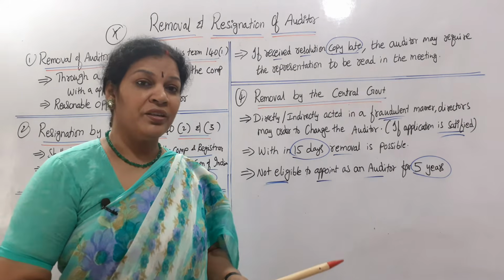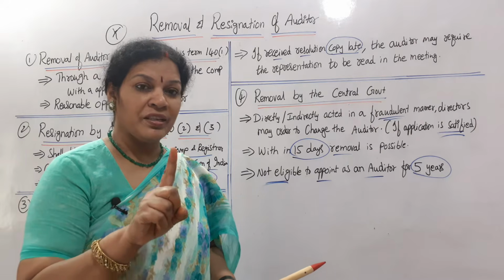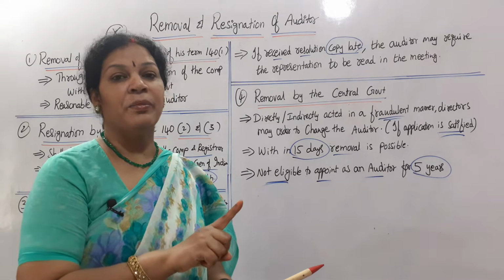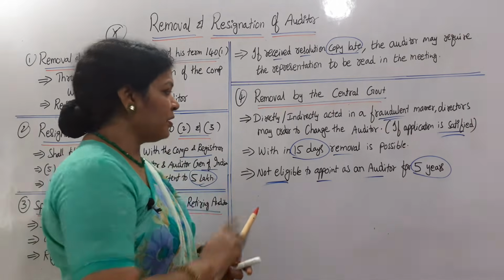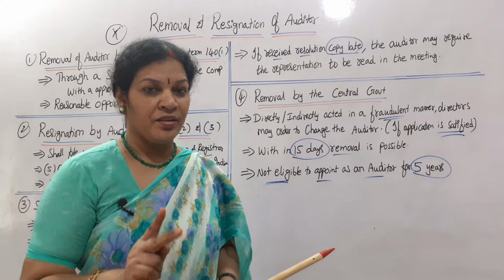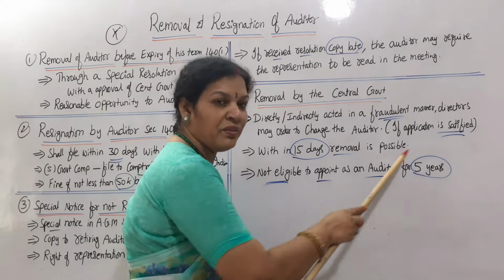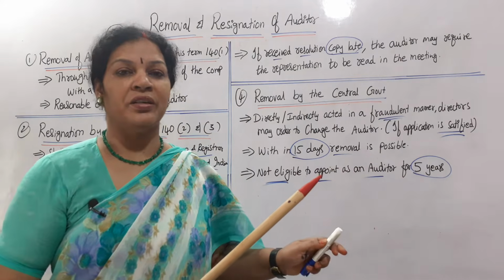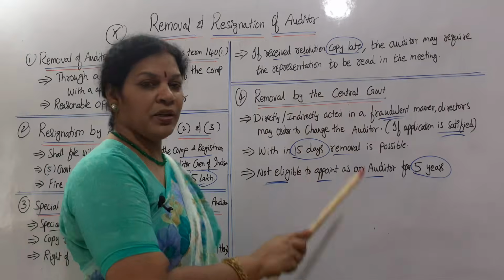So when they found it, first point is that the central government is going to observe this case as per the application sent by the company, okay. Then after that, second point, remember, within 15 days they are going to remove the auditor. Third point is that if the auditor is removed, for the next 5 years he won't be working as an auditor in any company. So this is about the removal by the central government.